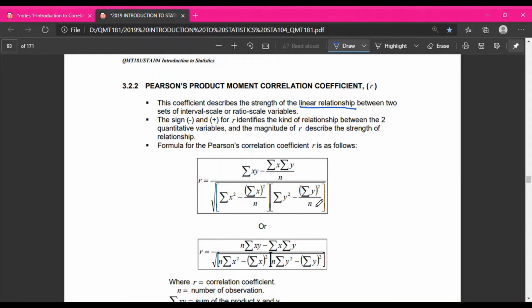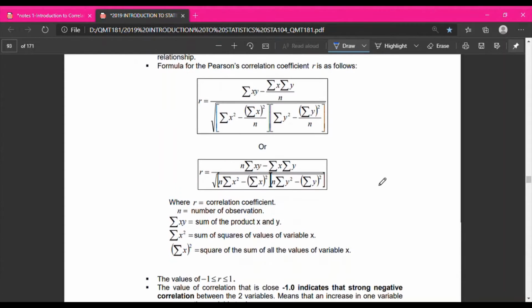So once we have the value of r here, we can know whether the sign is positive or negative, dan dia punya magnitude, which is berapa value-nya, will describe the strength, whether it is strong, moderate ataupun weak correlation. Okay, so this is the formula that you need to remember and know how to use. The formula is summation of xy.